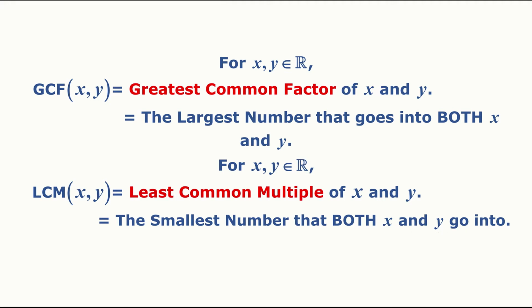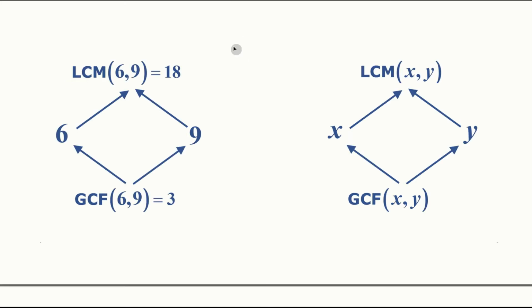So let's take a look at an example. To demonstrate, we can use the real simple situation with 6 and 9. We know that the largest number that goes into both 6 and 9 is 3, so that'll be the GCF of 6 and 9. And we also know that the smallest number that they both go into is 18.